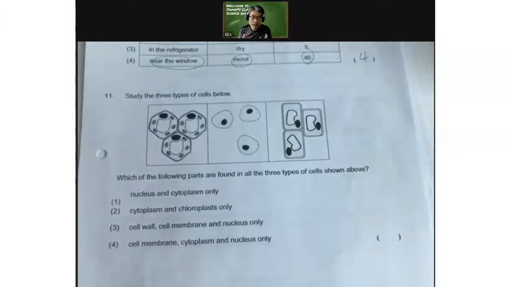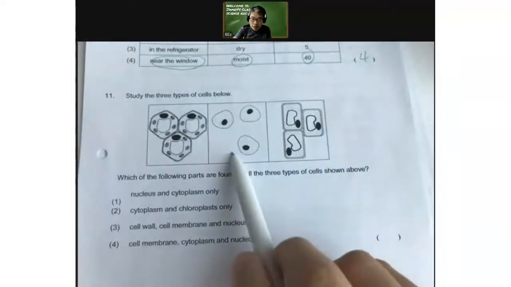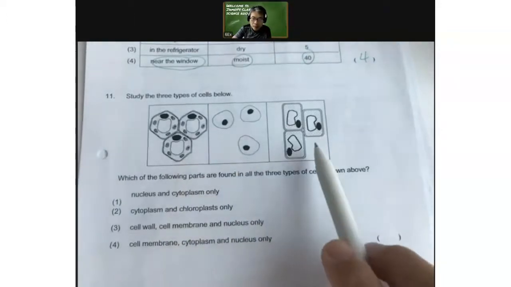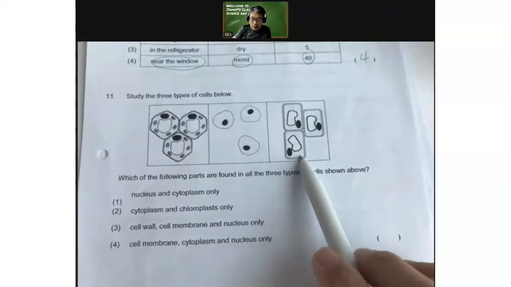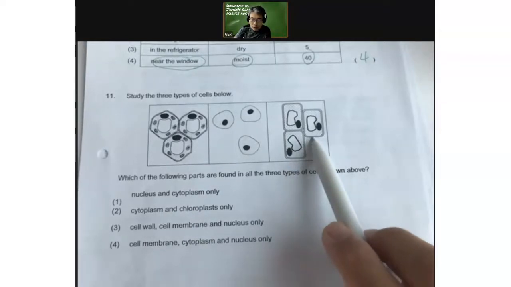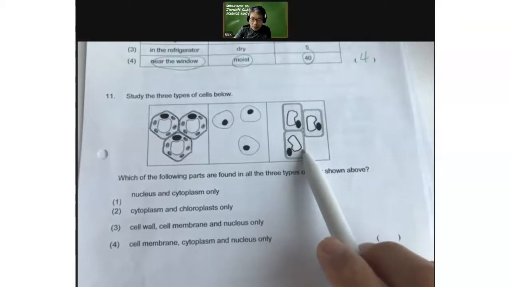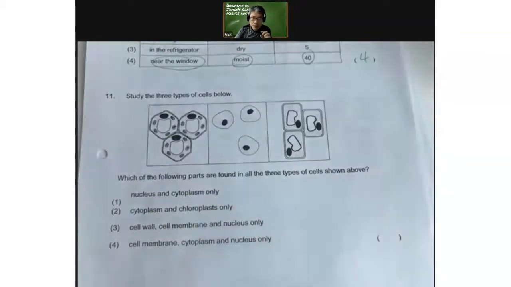Next one is on cells, or P5 lessons on cells. Which of the following are found in all 3 types of cells? This will be animal cell. See, no cell wall. This is plant cell in the leaves because you see chloroplast. This will be plant cell in the roots because there is cell wall here, so it's a plant cell, but I don't see any chloroplast inside. But no matter what kind of cell, they will only have these 3 things.